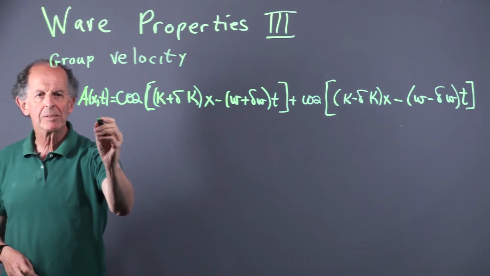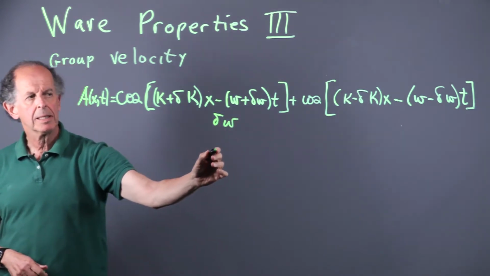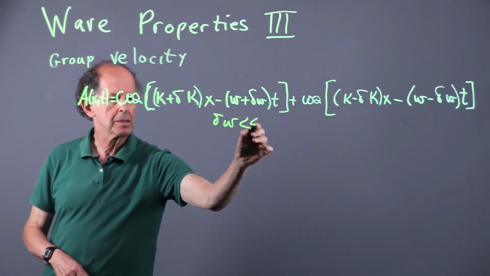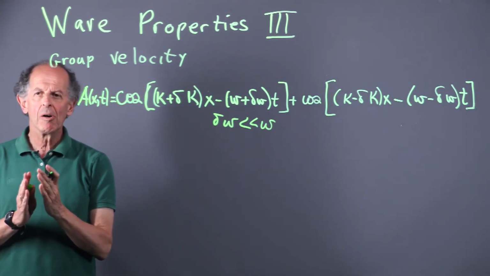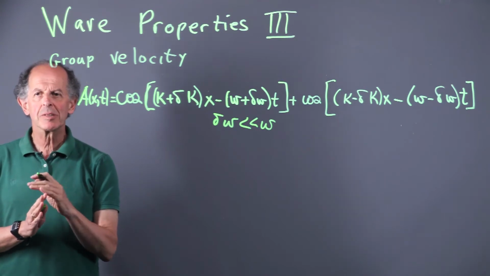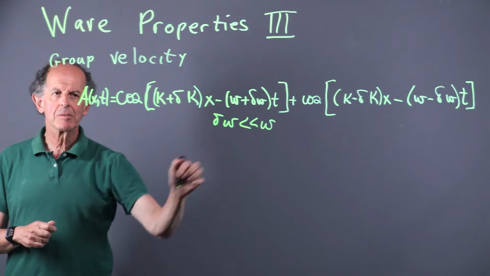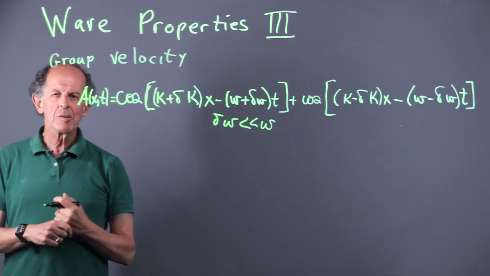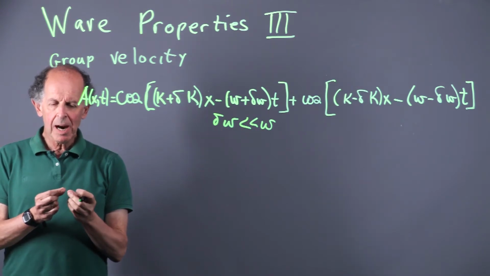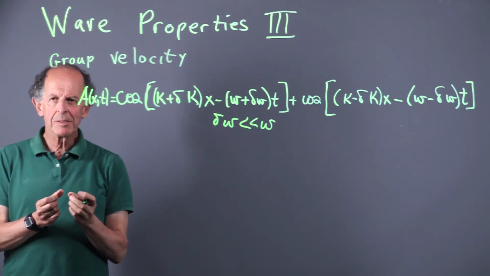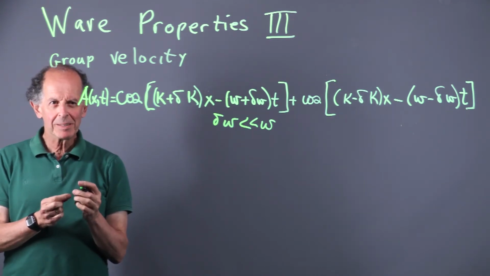In fact, delta omega is much smaller than omega, so that the waves are sitting around omega and k plus or minus a little bit. This is the higher frequency wave, and the other is the lower frequency wave. You can think of this as two tones that are slightly higher and lower. If you play them together, you'll get what's called beats. You know, wah, wah, wah, something like that.